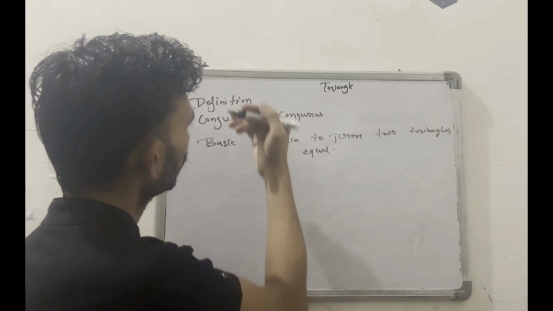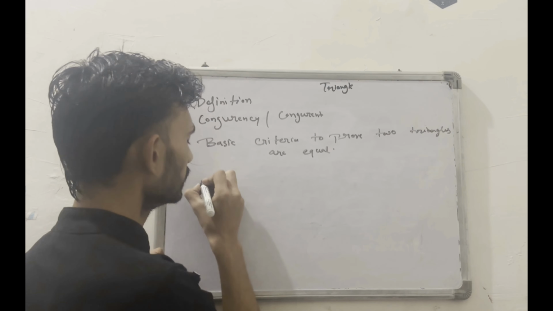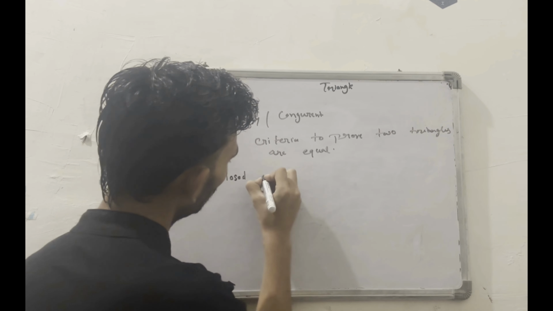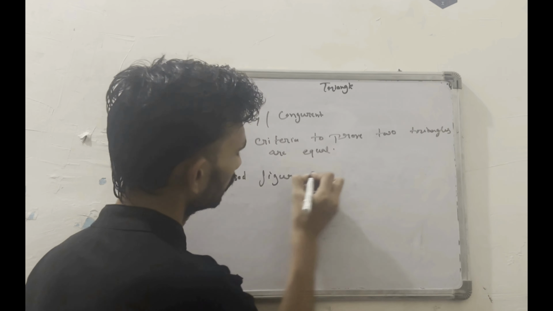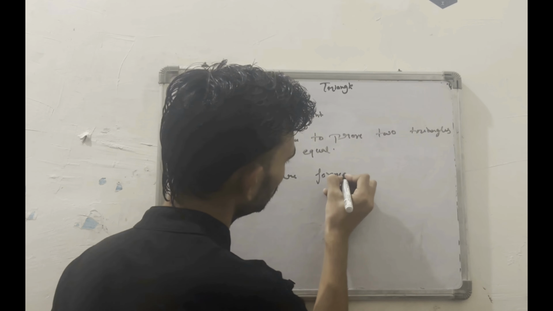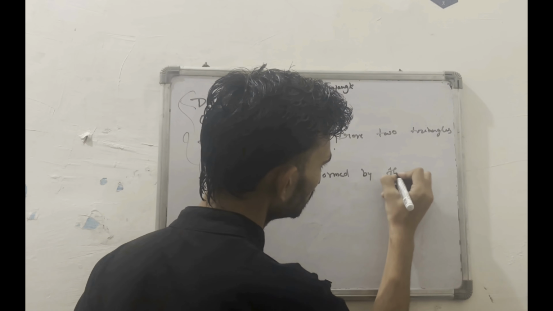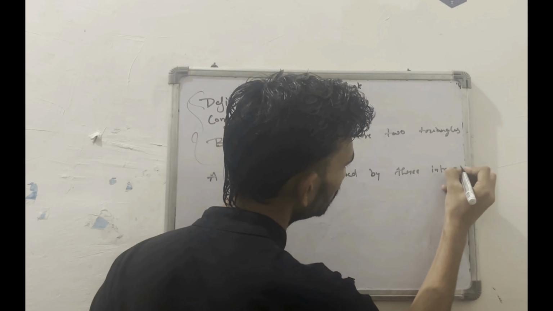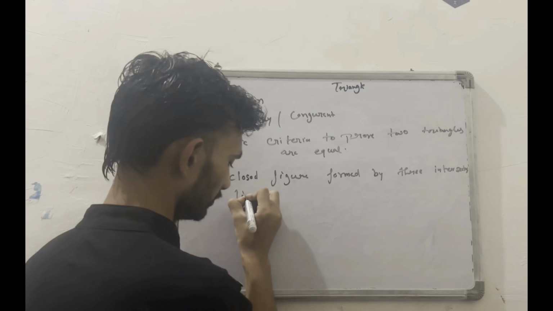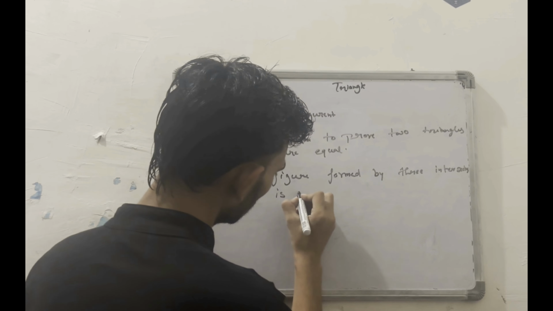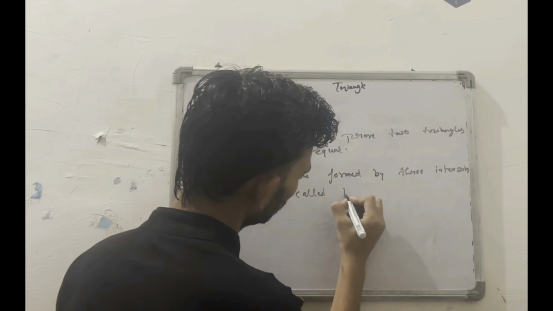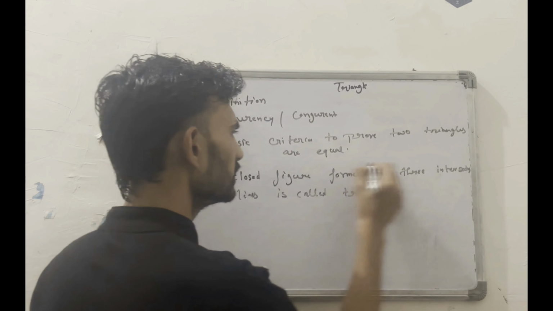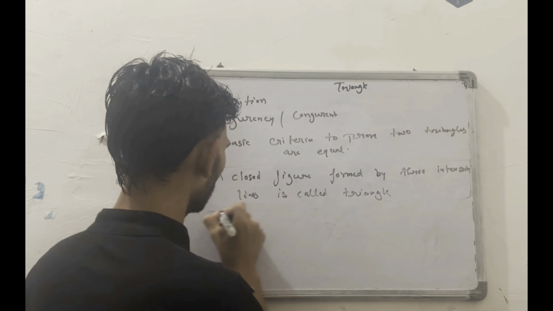So moving one by one. So the definition is a closed figure formed by three intersecting lines is called a triangle. Okay, that one is your basic definition of a triangle.